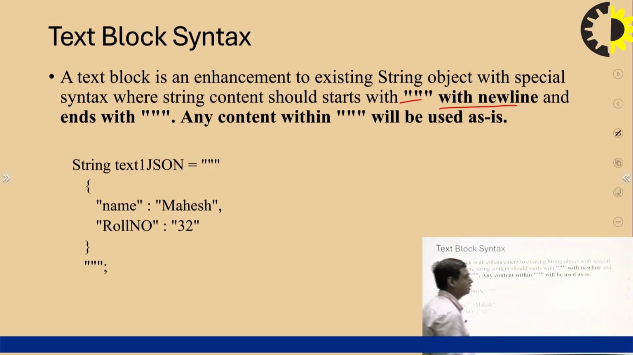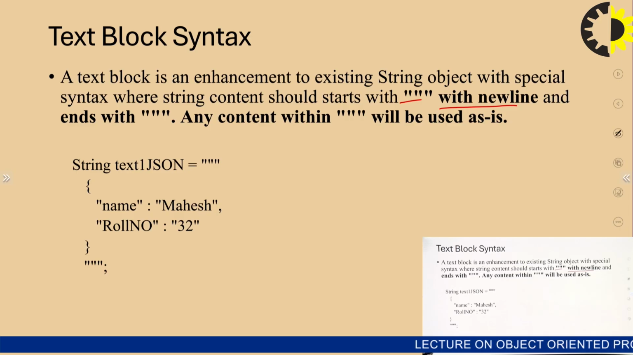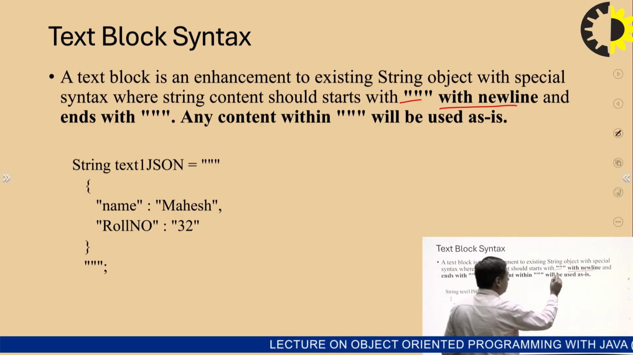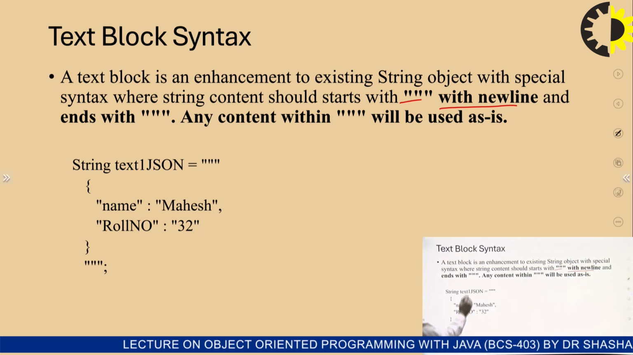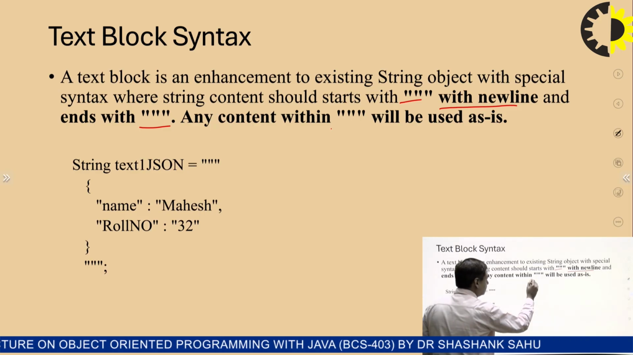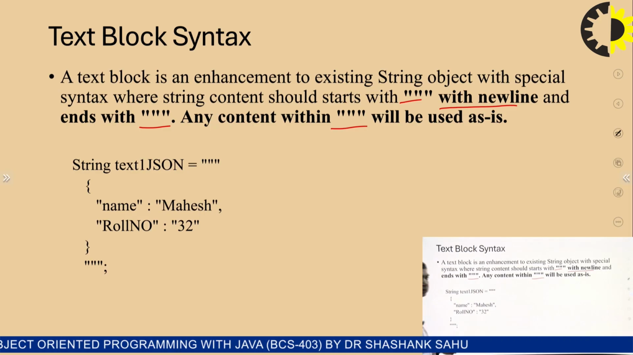It is a syntax. So, text blocks are an enhancement to the existing string object with a special syntax where string content should start with 3 double quote marks with a new line and end with 3 double quote marks. Any content within these 3 double quote marks will be as is. There will be no change. If there is a space, it will be there.